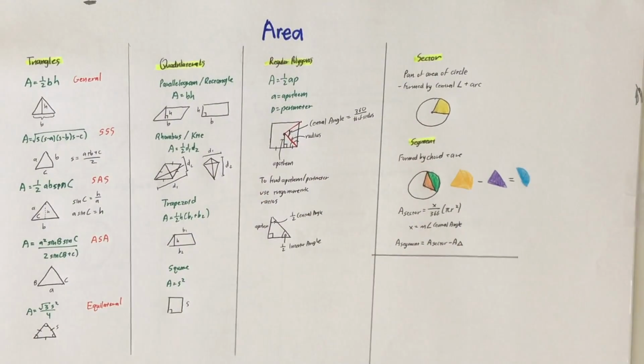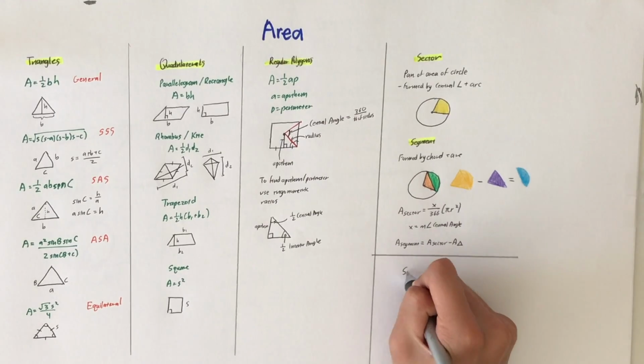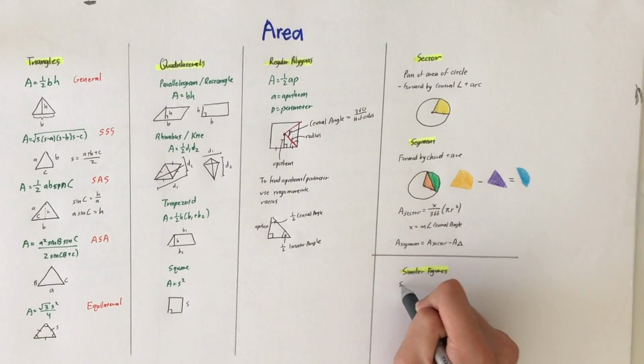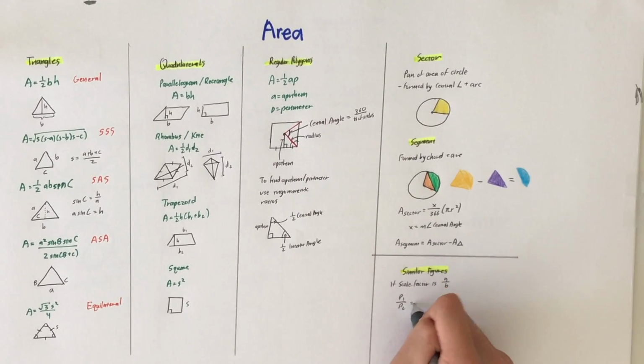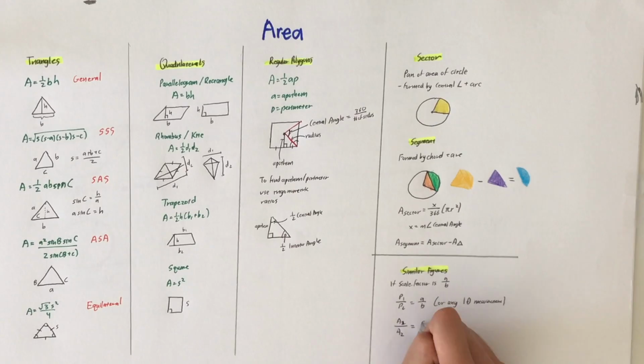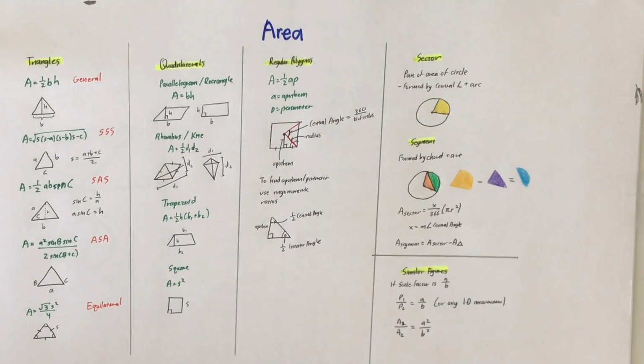Finally, we're talking about similar figures and scale factors. So if two similar figures have the scale factor of a over b, then the ratio of perimeters, or any one-dimensional measurement, is equal to a over b. The ratio of area is equal to a squared over b squared.